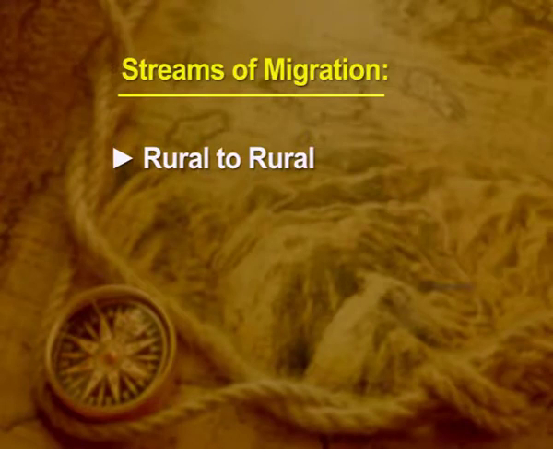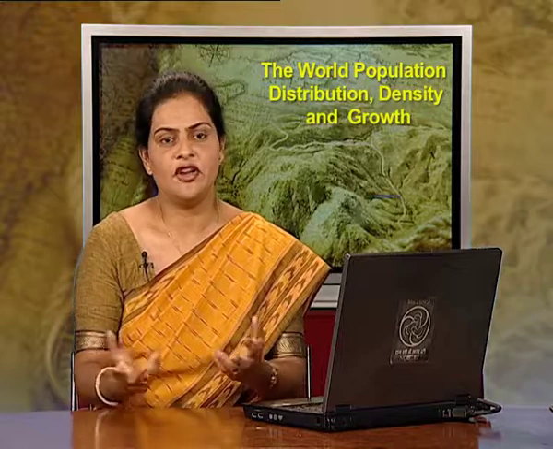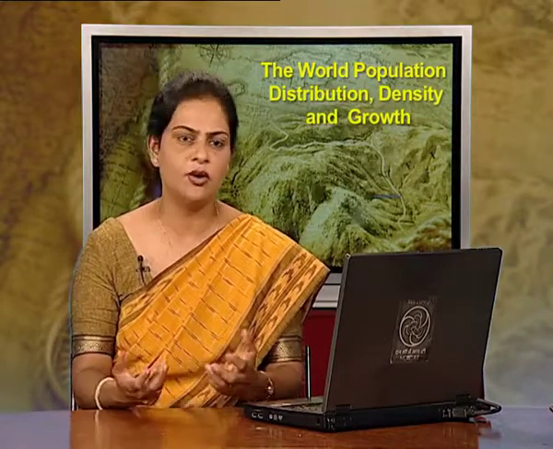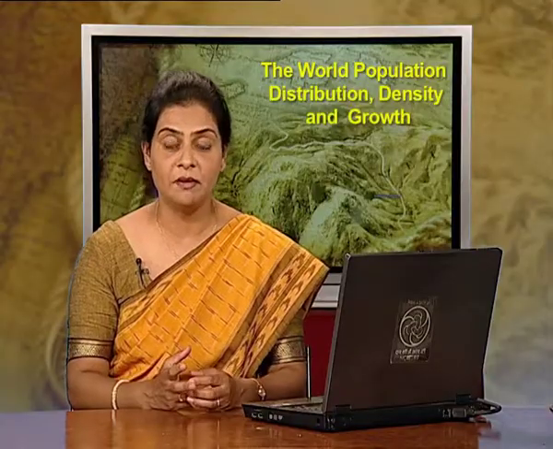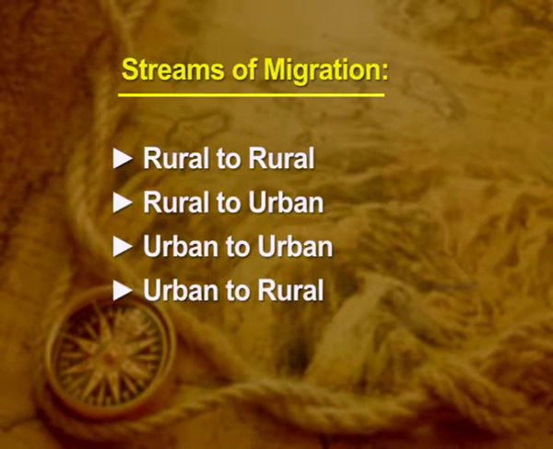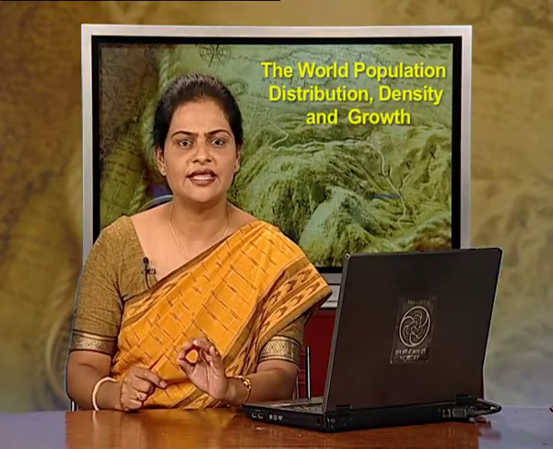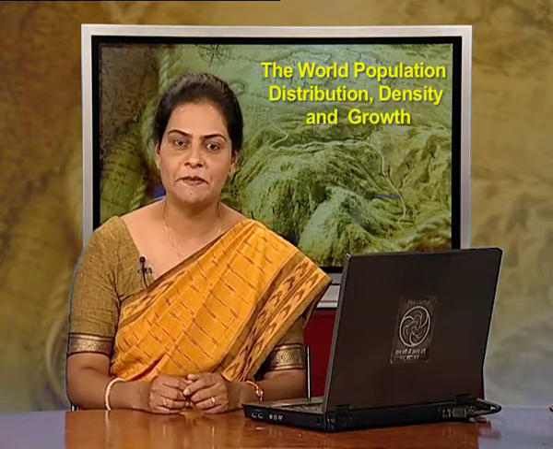People migrate from one rural area to another rural area, or from a rural sector to an urban sector. A very common feature that we see all over is people migrating from one urban sector to another urban sector, which is close by or maybe a little far away. The fourth stream is urban to rural migration. Do you realize that the same person is an immigrant and an emigrant at the same time?